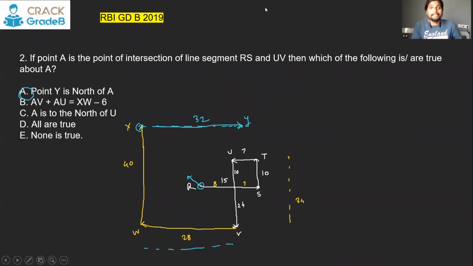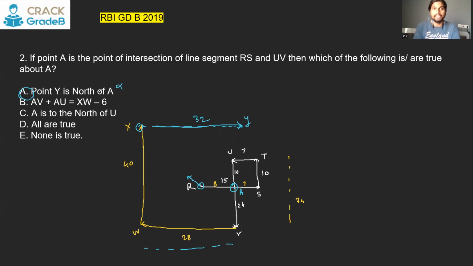If point A is the point of intersection of line segment RS and UV. RS and UV, this is the point of intersection, that is A. Which of the following is true about A? Point Y is north of A? No. Y is somewhere in the northeast direction.